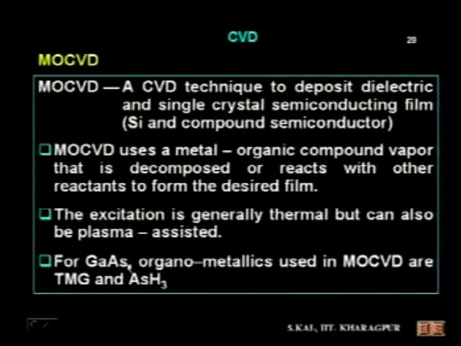And in the case of gallium arsenide, the organometallics used in MOCVD are TMG, trimethyl gallium, and AsH3, arsine. Metal organic compounds are normally available in high purity liquid form, which are the normal sources. And there you need a carrier gas and a bubbler arrangement so that through a mass flow controller those source gases enter the reaction chamber, and there the reaction takes place.